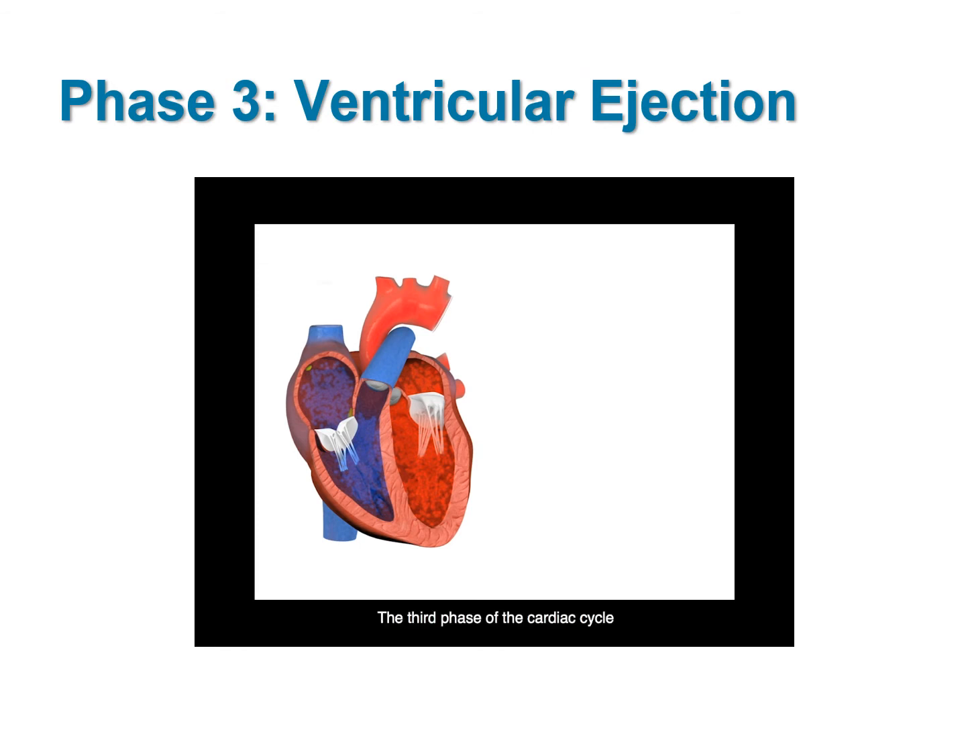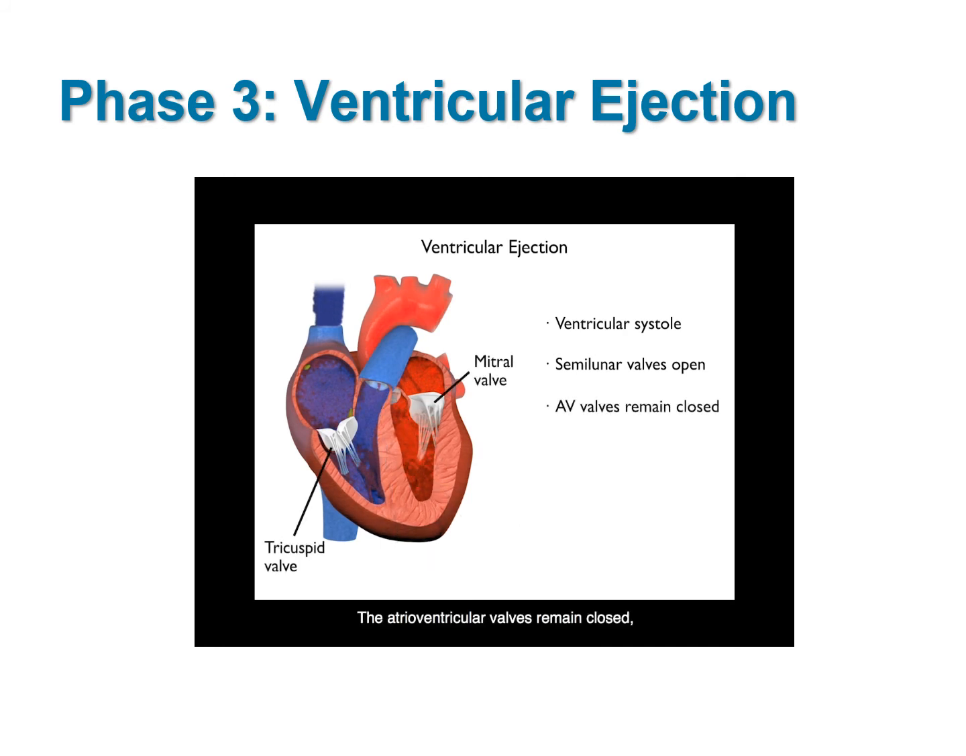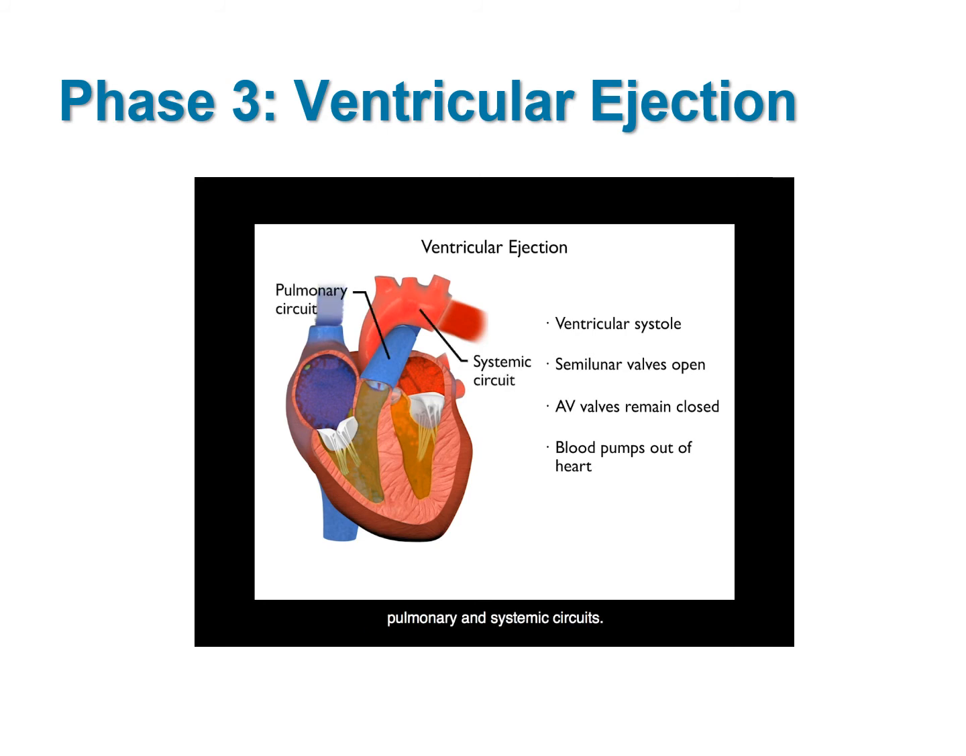The third phase of the cardiac cycle is ventricular ejection. As ventricular systole continues, ventricular pressure increases, opening the semilunar valves. This event marks the beginning of ventricular ejection. The atrioventricular valves remain closed, and the atria remain in diastole. The continued contraction of the ventricles pumps blood from the ventricles into the pulmonary and systemic circuits.